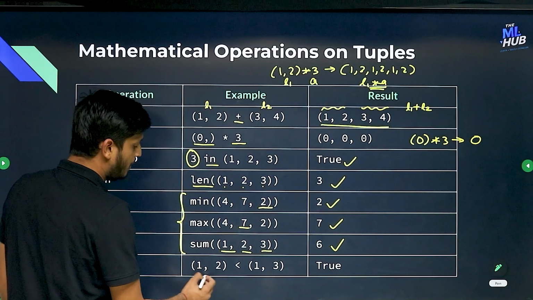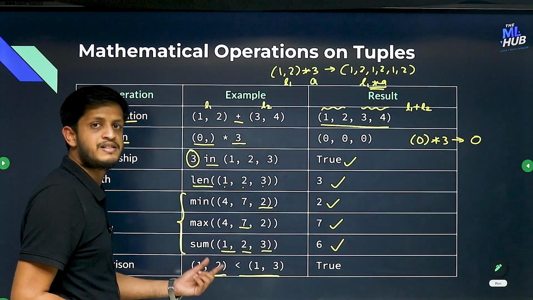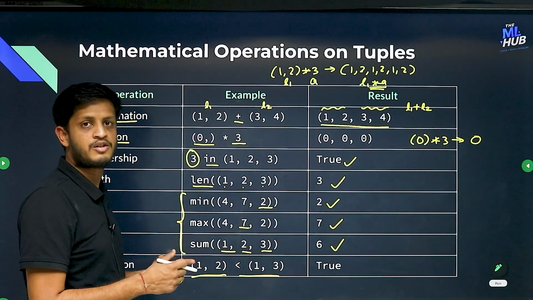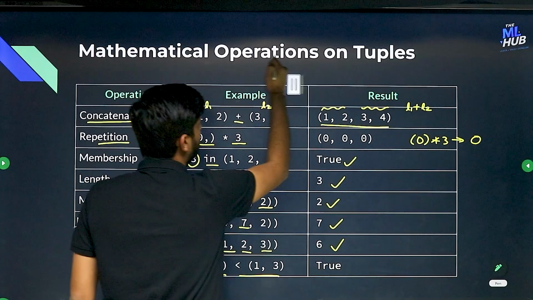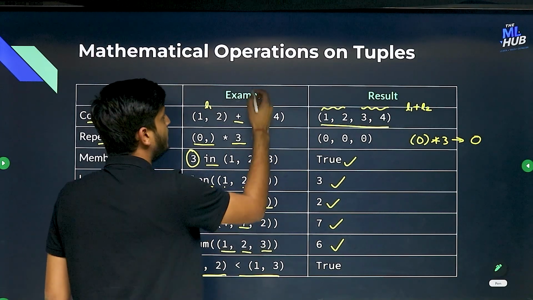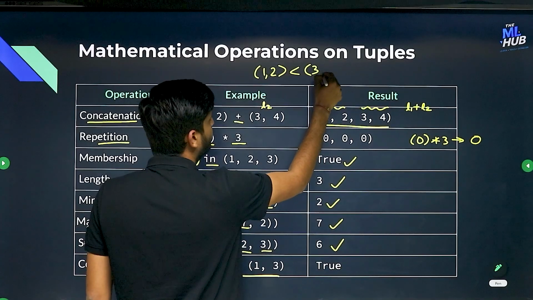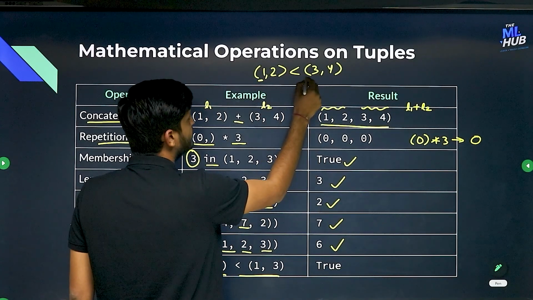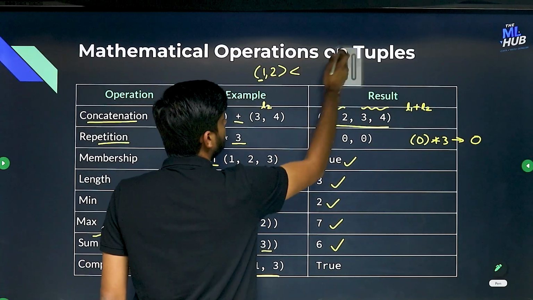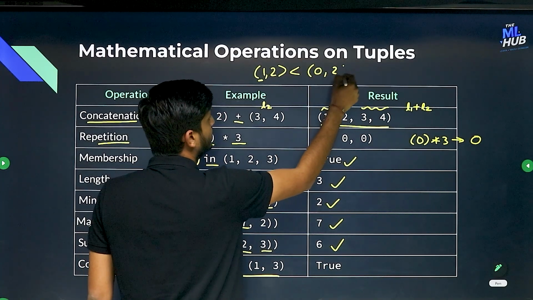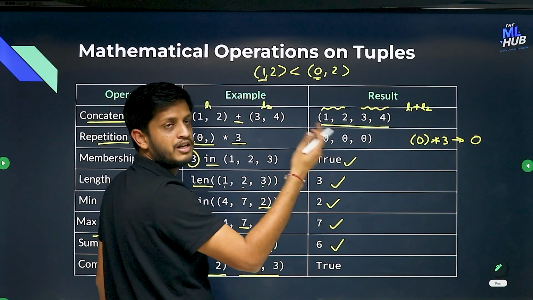Okay? And if you do comparison of any sort, then it will do the lexicographical comparison just like strings. This will work for list or tuple as well. So if you do (1, 2) is less than (3, 4), firstly, it will compare the first element. If the first element is smaller, it will give you true. But if it is, let's say, (0, 2), here the first element is 1, here the first element is 0. So 1 is not less than 0, so it will give false.